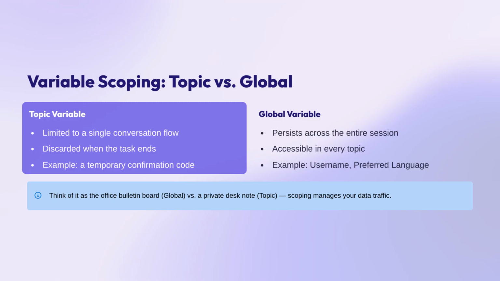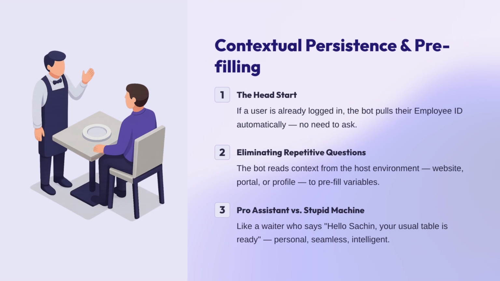With the bot now getting a head start on who the user is, you might be wondering what happens when that data is complex, like a whole list of past orders instead of just one name. Well, that brings us right into our next step. This brings us to managing complex data types and tables.